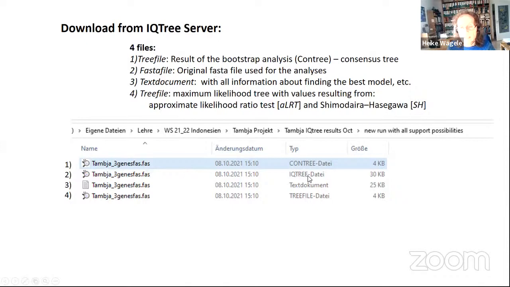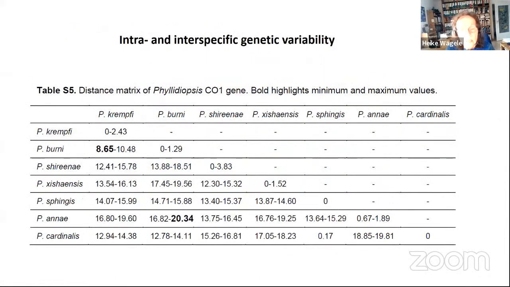So if you don't find your original one where you got the tree from, it's in this file too. You have a text document with all the information about finding the best model. That's here in the text document. And this is then the tree file that we actually looked at already in the beginning, that we have worked on. It starts with the approximate likelihood ratio test values on top of the tree. Yeah, so these were the support values.